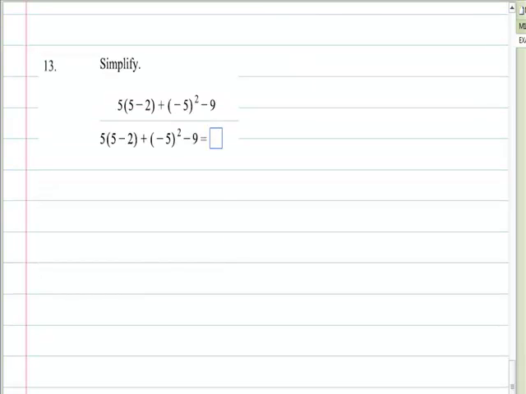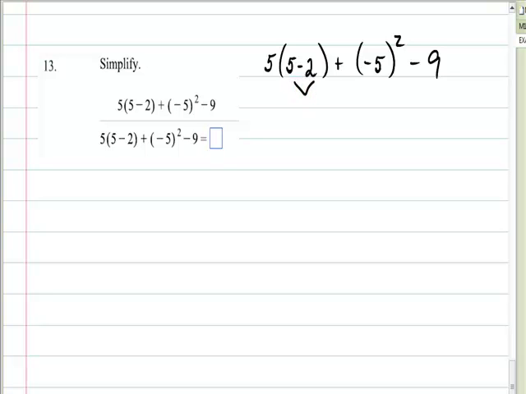Okay, let's see what happens on this last one. This is the last example I've chosen to do. I have 5 times, parentheses, 5 minus 2, plus, in parentheses, negative 5 squared, minus 9. Okay, order of operations says to do multiplication. All right, so I'm going to do what's in parentheses first.